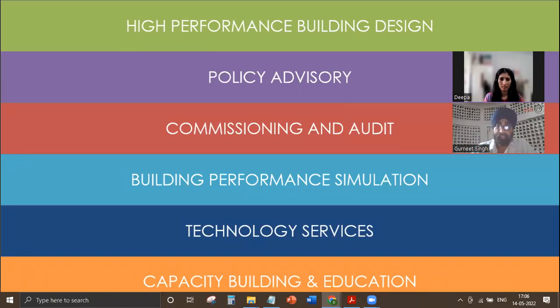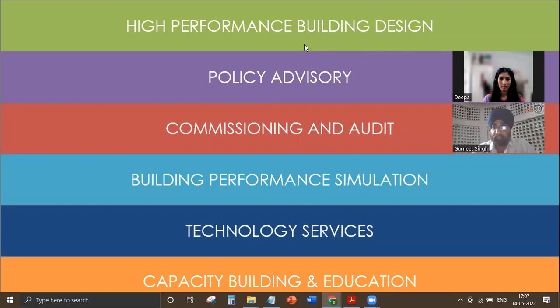The third one is commissioning and audit. This is related to existing buildings. We all know that existing buildings have a huge potential, and the best way to achieve energy efficiency is to first see where we can save energy, so that is where the audit and commissioning part comes into play. The fourth one is building performance simulation. So looking into energy, daylight, CFD simulation, exploring different tools. Those are covered under building performance simulation.